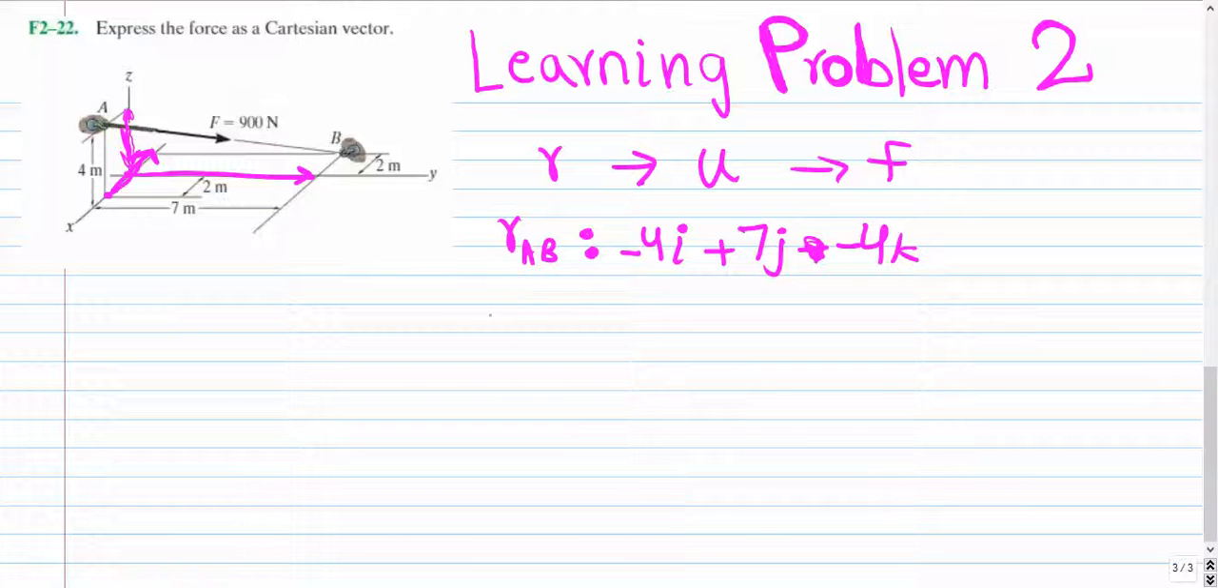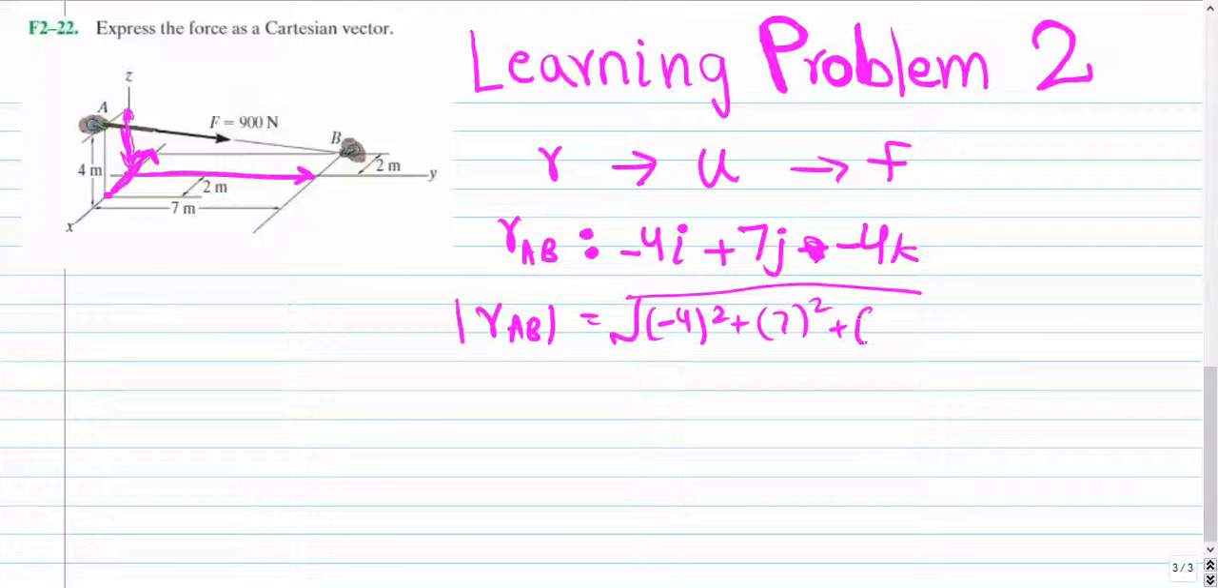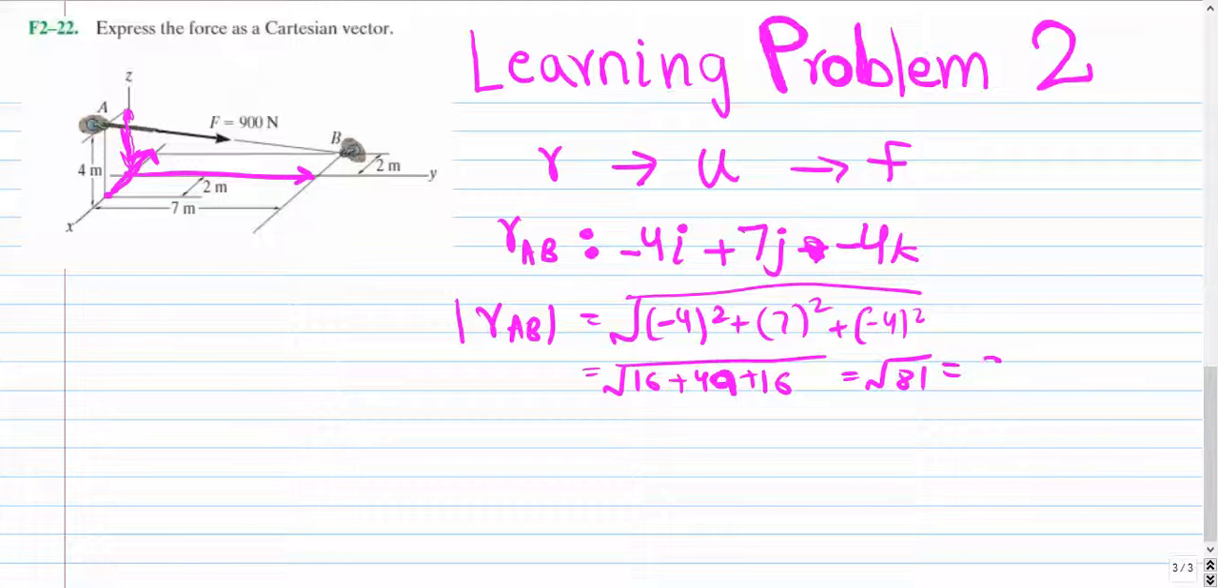Now that we have our length vector from A to B, we can convert this into a unit vector, and to do that we need to find the magnitude of this vector. So the magnitude of the length vector RAB would be equal to the square root of the sum of the squares of all the components: 4 squared plus 7 squared plus 4 squared, which is 16 plus 49 plus 16, and this gives us 81, which is 9 meters.